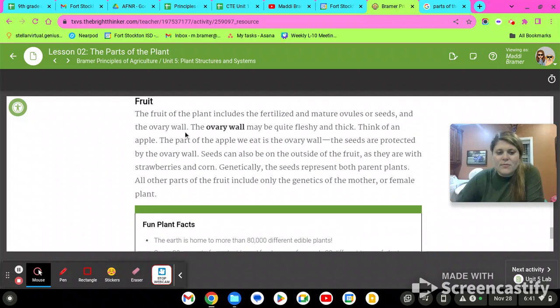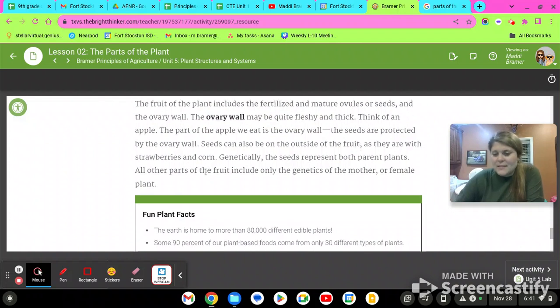So then we have fruit. Fruit basically is plant ovary. Take that how you want. That's basically what that is. So the ovary wall is fleshy and thick. Think of like a peach or apple. Okay, the part of the apple we eat is the ovary wall.